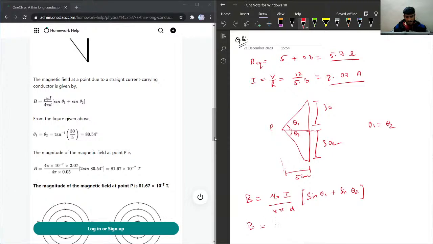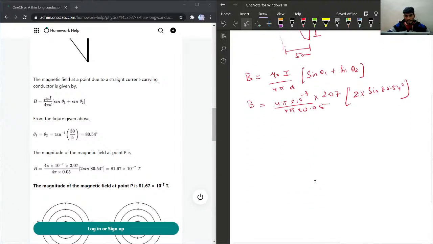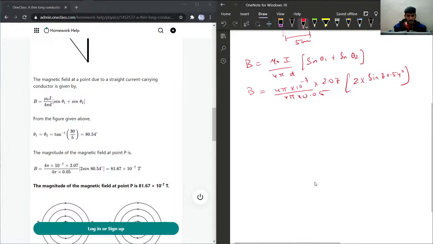B will be mu naught, the magnetic permeability of free space, so 4 pi into 10 power minus 7 over 4 pi, distance was 0.05 meter. Then we have current, and when we take the tangent inverse of this, we'll get theta as 80.54. I will do 2 times sine of 80.54 degree, and B will be 81.67 into 10 power minus 7 Tesla.